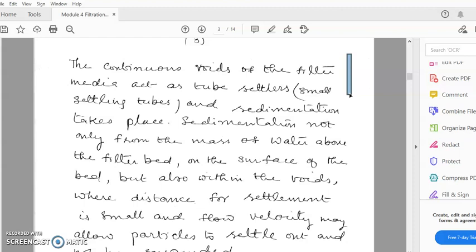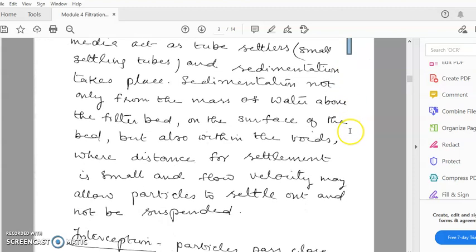Because of that, the smaller particles tend to settle there, since the settling velocity and the flow velocity are almost the same, or the settling velocity is less. Now this process will take place across the total depth of the sand bed. That is almost 0.9 to 1 meter depth, the usual depth of this sand bed in filters.